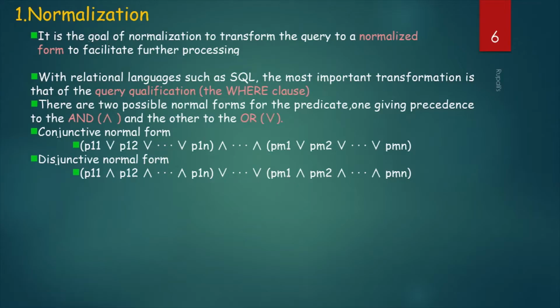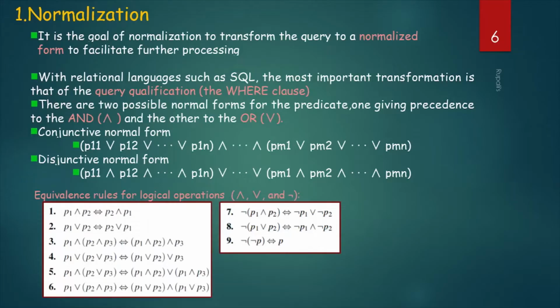Now see the equivalence rules for logical operators AND, OR and NOT. So P1 and P2 is equivalent to P2 and P1. P1 or P2 is equivalent to P2 or P1. So in this way, you have to go through all these equivalence rules and you have to remember all these equivalence rules. Now see, not not P is equivalent to P.